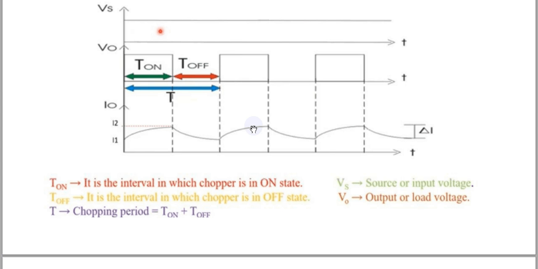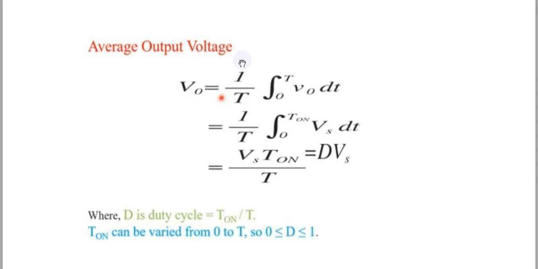Vs is the source voltage, the input voltage, and there is the total chopping frequency. So this is a fixed DC voltage, and we are getting a variable DC voltage. How to calculate the average output voltage? V naught average is equal to 1 by T, integral from 0 to T on, of Vs dt.